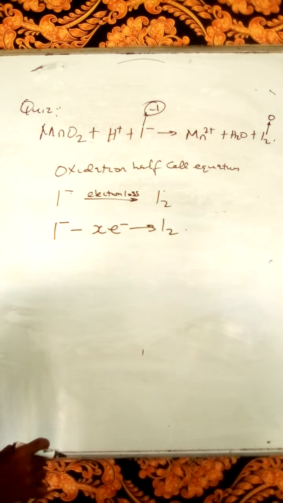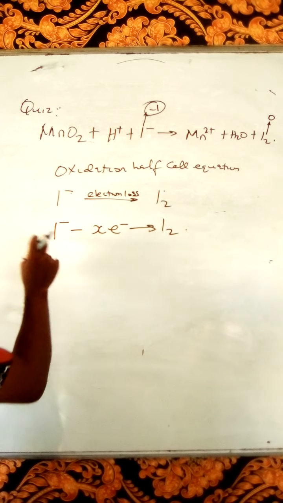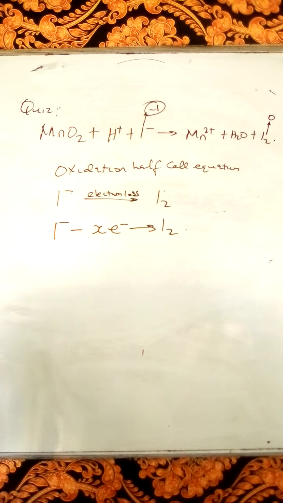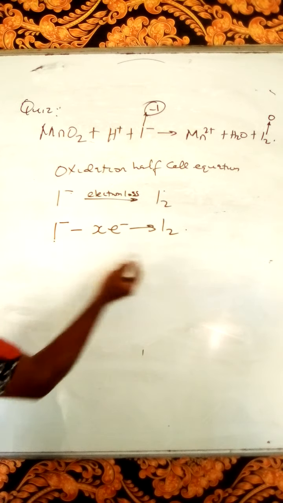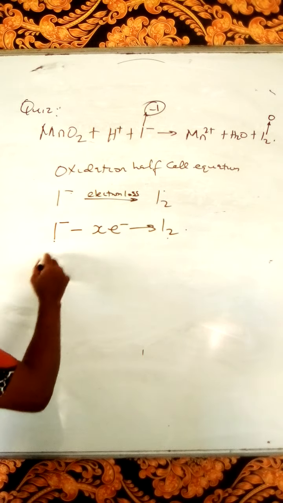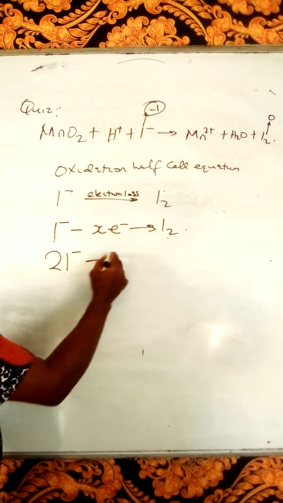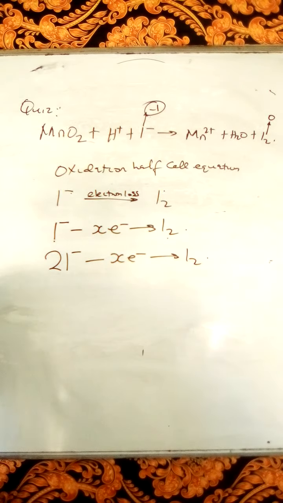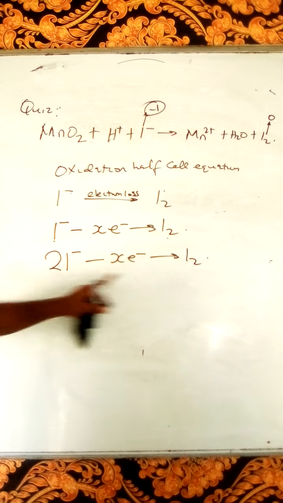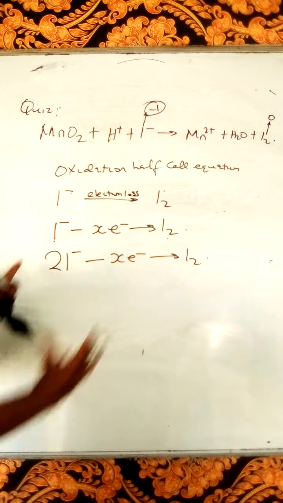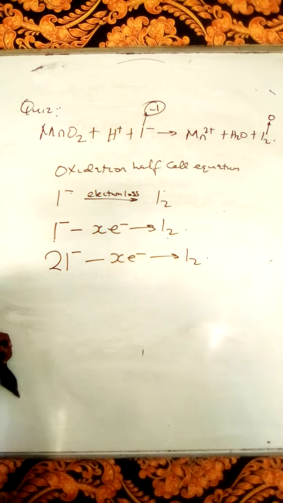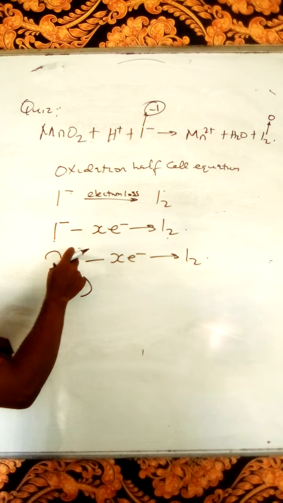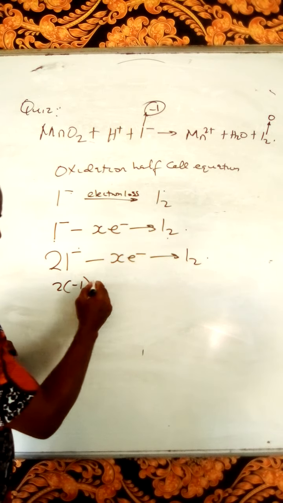Before you balance a half cell equation, make sure that atoms are balanced before you talk about the electron. So going to the atoms, iodine is 1 atom here, and 2 there. So balance the iodine atom first by putting 2 in front here, and then x moles of electron. Having balanced the atom, you now find x by adding the charge and equating on both sides. So this is 2 times -1 for this ion.